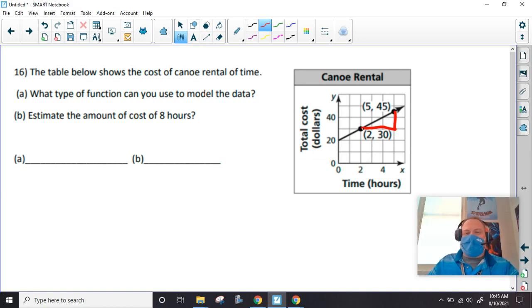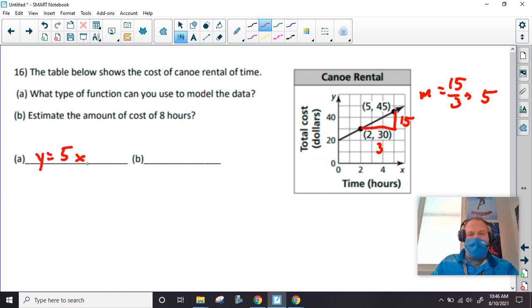Yeah. Okay, so to go from 2 to 5, it looks like we went over 3. To go from 30 to 45 looks like we went up 15. So m would be 15 over 3, which is 5. All right, so we already have that. y equals 5x. What is our y-intercept?